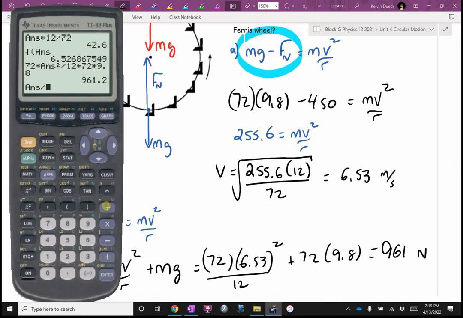Let's see. Divide by 9.8. Yeah, they feel heavier at the bottom because their normal mass is 72, and they feel like they have a mass of 98 kilograms.